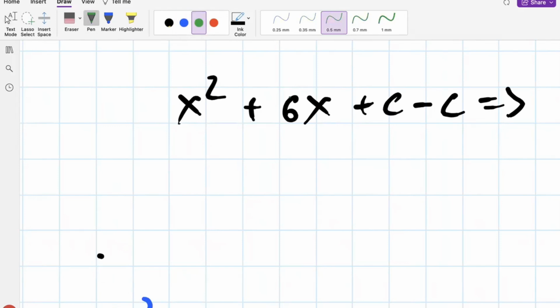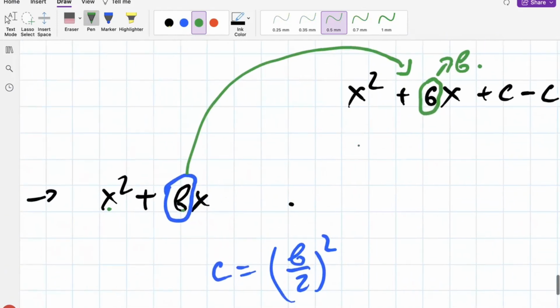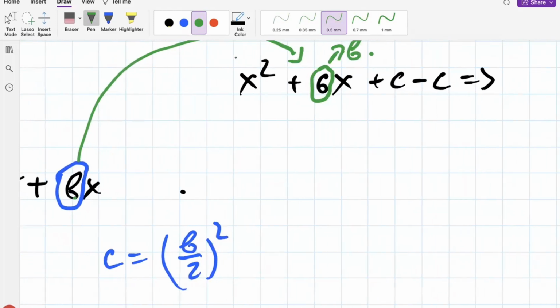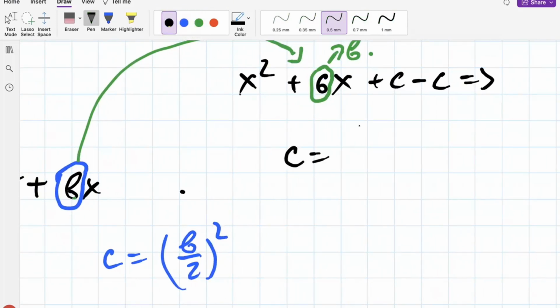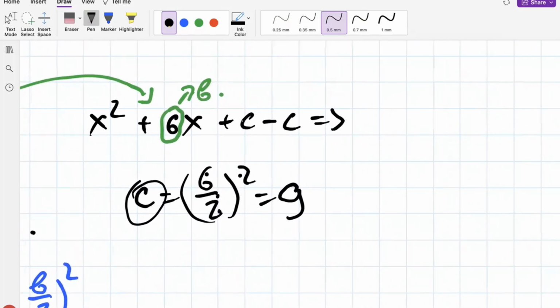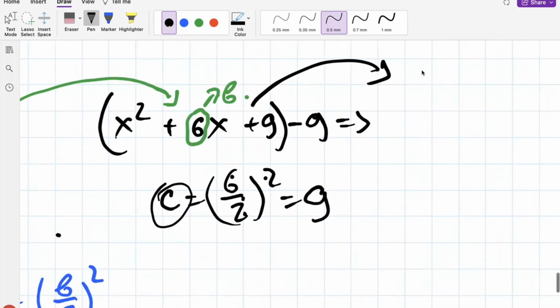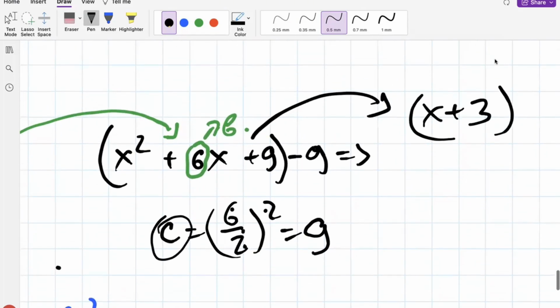Let us check, right? In this case, 6 is your B, if you compare with this one, and C is the same as B divided by 2 squared. Let's do it. C is the same as 6 divided by 2, and we square it. So 6 divided by 2 is 3, and 3 squared is 9. And yes, C is 9, that's correct. So we have to add 9, and we have to subtract 9. So in this case, this part will be the same as x plus 3 squared.